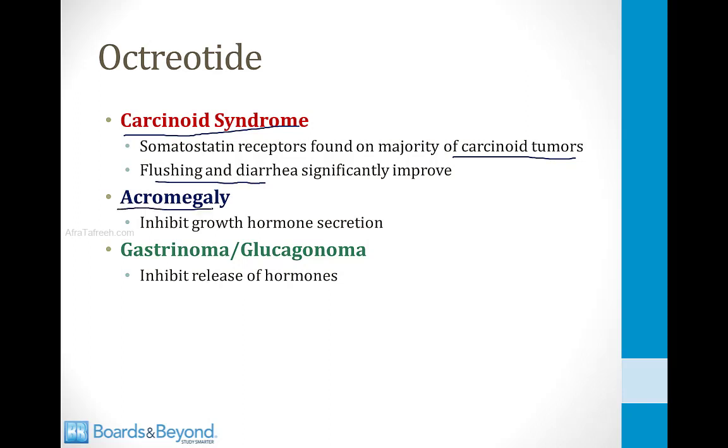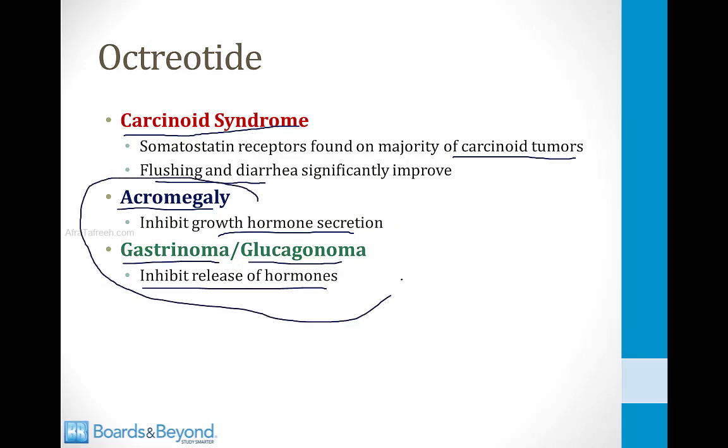In acromegaly, it can inhibit growth hormone secretion. And then I mentioned this before, but patients who have gastrinomas or another rare type of GI tumor called a glucagonoma can be administered octreotide and it will inhibit the release of these hormones. And this is easy to remember if you just remember that octreotide in general shuts down hormone release. That's how it helps in many of these disorders.